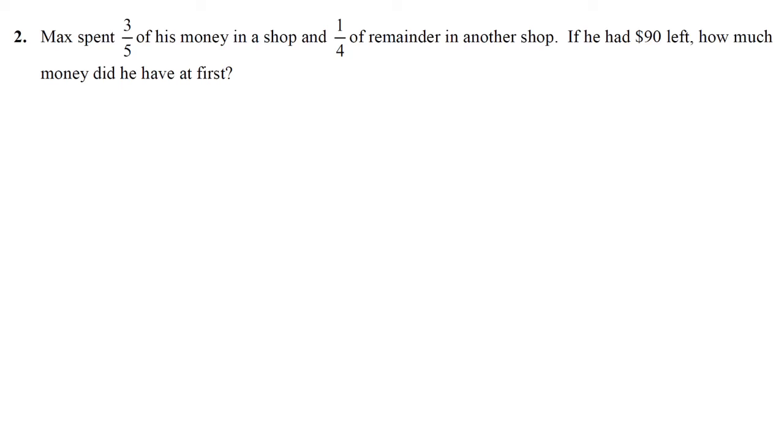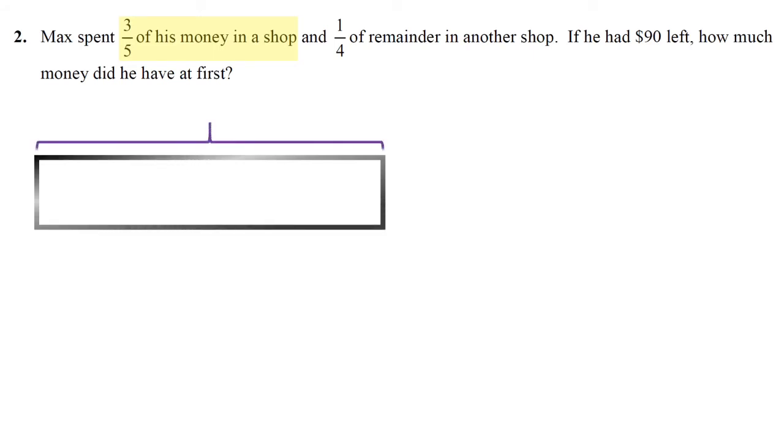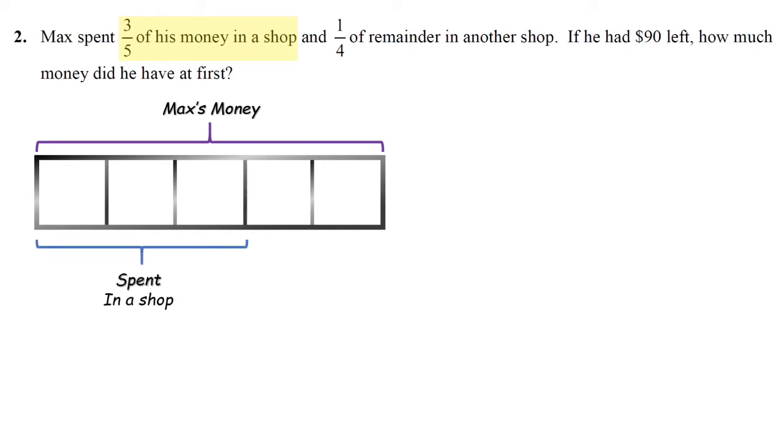So breaking it down a step at a time, let's start with the fact that 3/5 of his money he spent in one shop. So if I have a model, the model is worth Max's money, and 3/5 of that money was spent in a shop. So I'm going to cut this into fifths. That's 5 pieces, and then 3 of those 5 was spent in a shop. Easy, first part, okay.